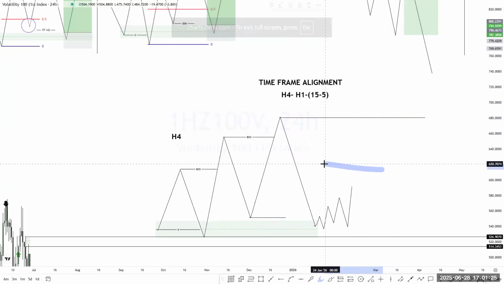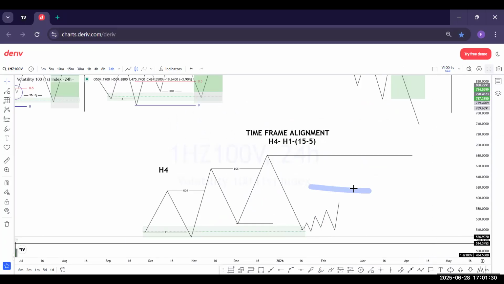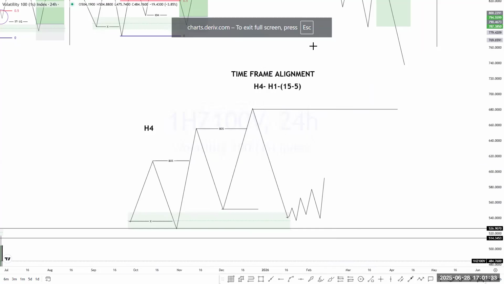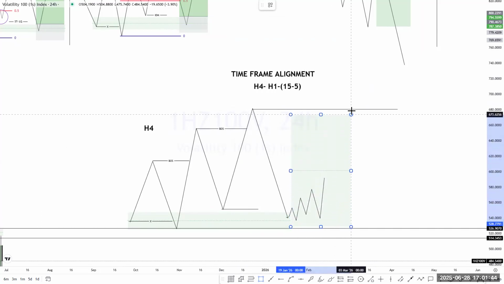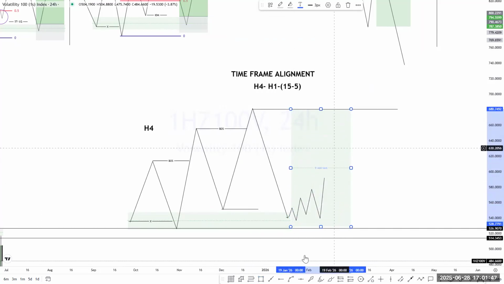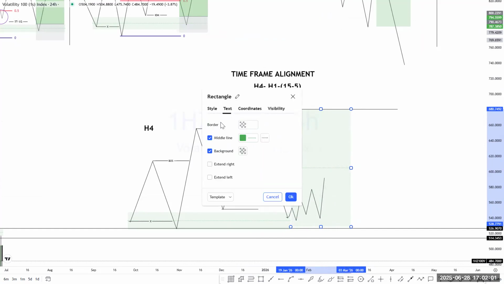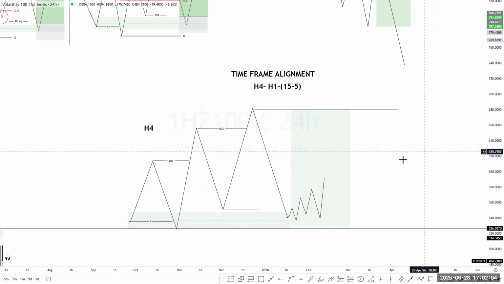Whenever you have this on higher time frame, it means price has the tendency of breaking structure. That means you need to look for trade opportunities on a lower time frame till price takes out the ERL, right? So what do I mean? Let me change the color of this guy. I'm going to change the style to blue.